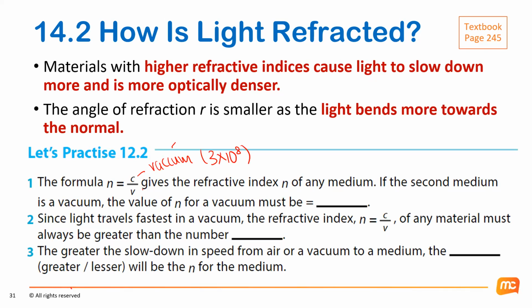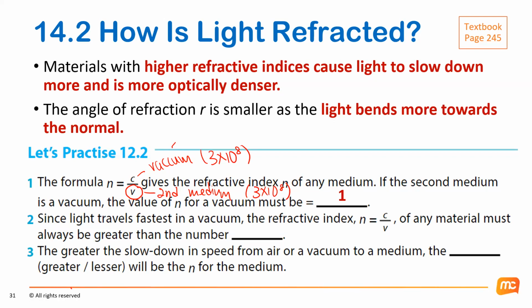But now my second medium is not air, not water, not glass. My second medium is also a vacuum. So in vacuum, what's the speed? It is again 3 times 10 to the power 8. So if I have 3 times 10 to the power 8 over 3 times 10 to the power 8, then my value of n, the refractive index for a vacuum, will always be 1. For air it is also very close to 1.